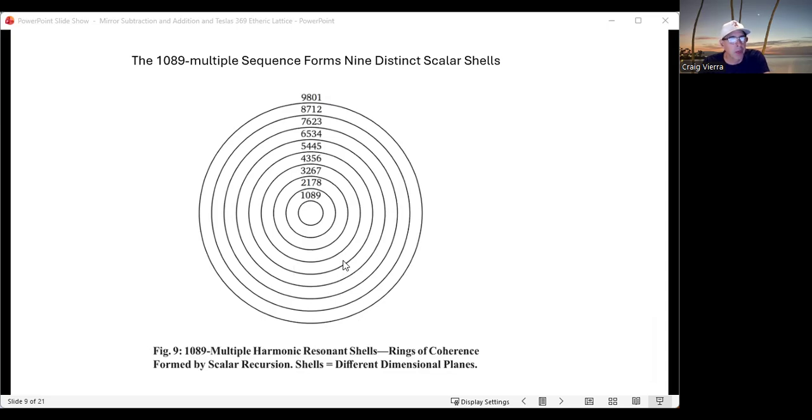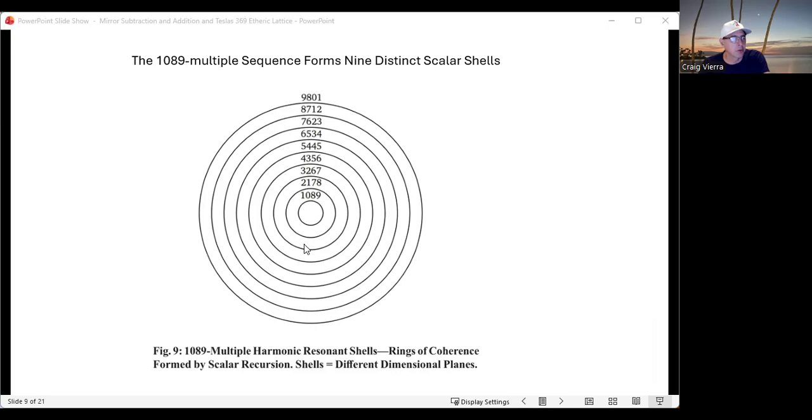Here's another way to represent this. I put these as vortices. You can see here, just representing these by circles. 5445, you can see, is in the center here, so it's symmetrical. So you have 1089 and its mirror 9801, 2178 and its mirror 8712, 3267 and its mirror 7623, and then 4356 and 6534. And all of these are divisible by the number 33.